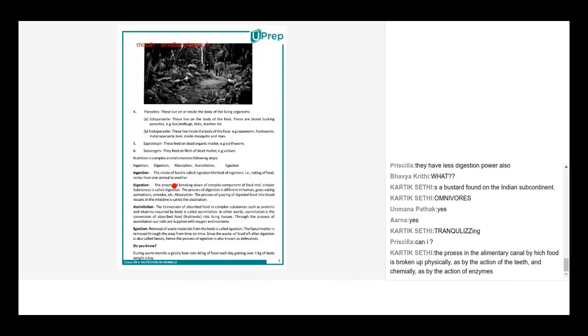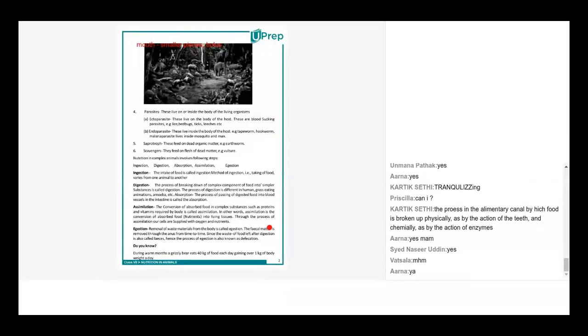Ma'am, the starch is converted into maltose also. Maltose. Ma'am, the other name for esophagus is food pipe. The food pipe of the human. Correct. Great, all right.